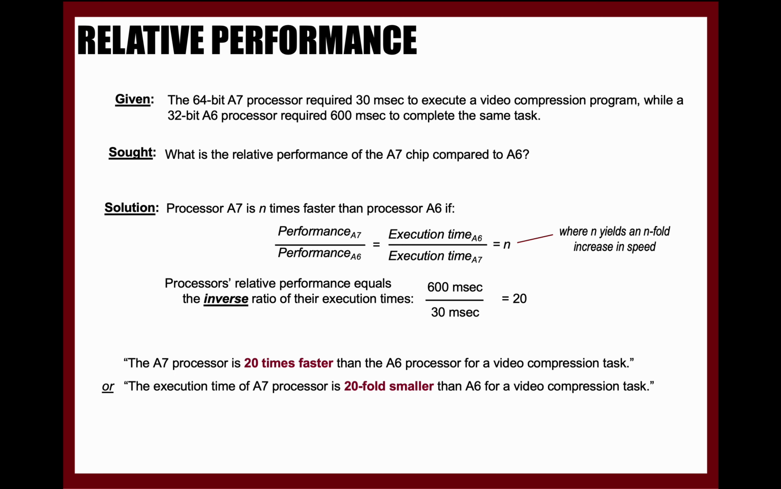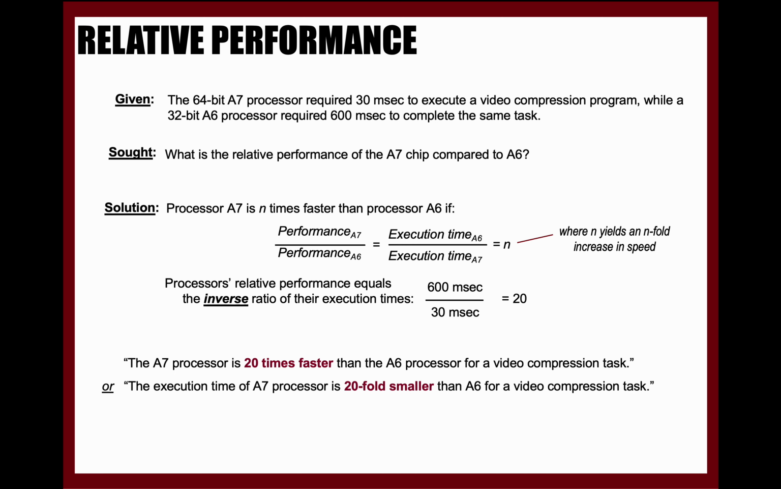We aim to determine the relative performance of an A7 chip compared to the A6 chip. Solution: to understand which processor is faster and by how much, we can use this formula. Here n signifies the fold increase in the speed. When we plug in our given times, we get 600 milliseconds divided by 30 milliseconds, which equals 20. This means that the A7 processor is 20 times faster than the A6 processor for the video compression task.